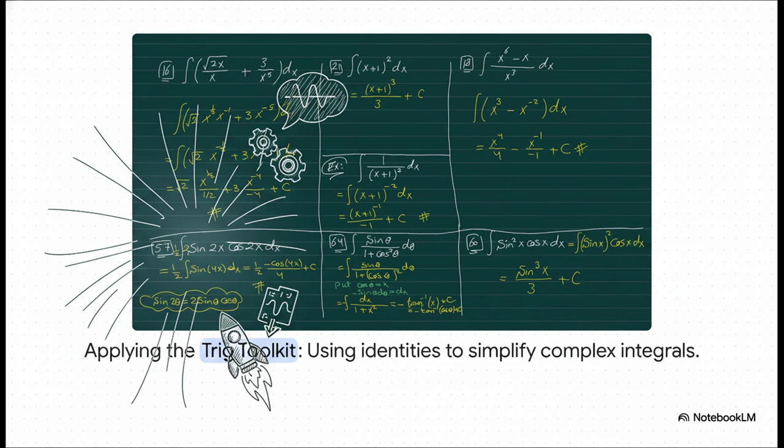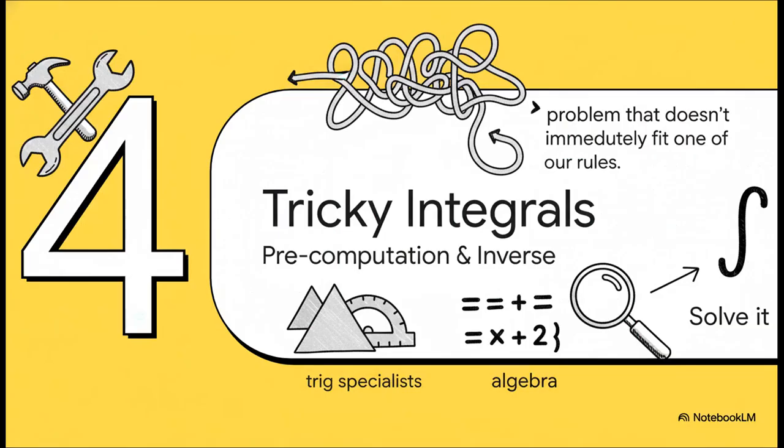At first, that looks like a real mess. But if you look closely, you might spot a familiar trig identity hiding in there. That whole expression, 2 sine of 2x cosine of 2x, can be simplified way down to just sine of 4x. And by making that one simple swap, we turned a really nasty-looking problem into a basic one we can solve in a second.